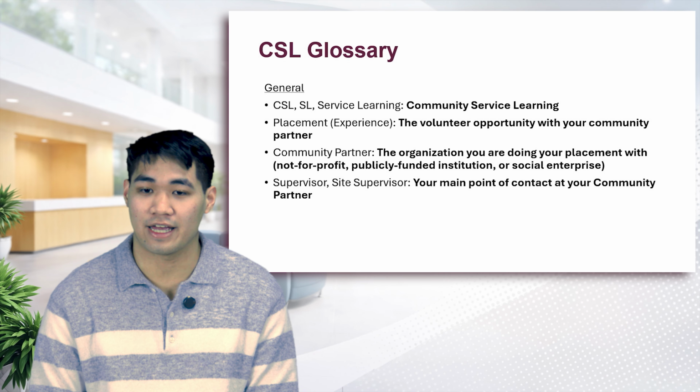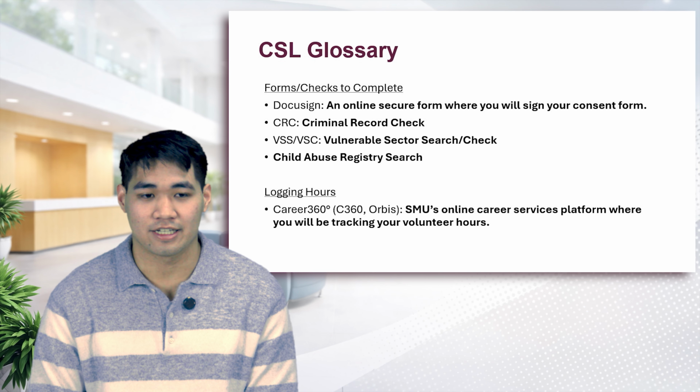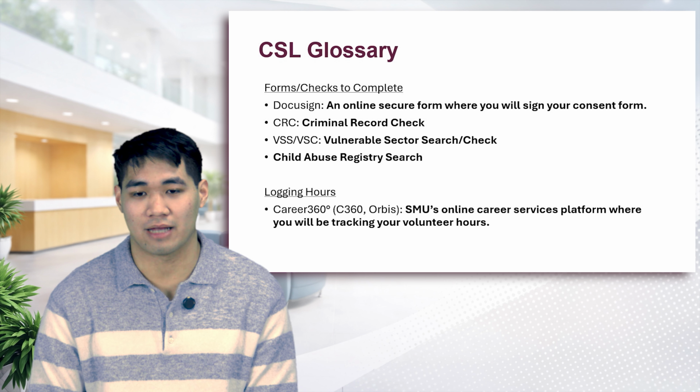Some forms and checks that you'll need to complete. We'll touch more on this later on, but for now, DocuSign is an online secure form where you will sign your consent form. Your CRC is your criminal record check. Your VSS/VSC is your vulnerable sector search/check. We use both terms, they are the same thing. And then lastly, the child abuse registry search. And then lastly, for logging your hours, you'll be using Career 360, or C360/Orbis. It's SMU's online career services platform where you'll be tracking your volunteer hours.